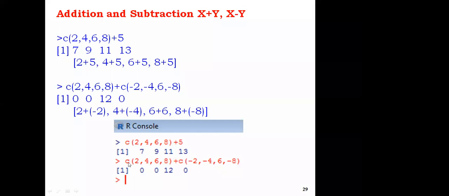Then again, if we have taken, see, combine this 2, 4, 6, 8 vectors, then c minus 2, minus 4, 6, then minus 8. So this is 0, 0, 12, 0. That means what you see, 2 plus 5, 4 plus 5, 6 plus 5, 8 plus 5, this here I have written. And for this case, 2 plus minus 2, 4 plus minus 4, 6 plus 6, then 8 plus minus 8. So this is the result.